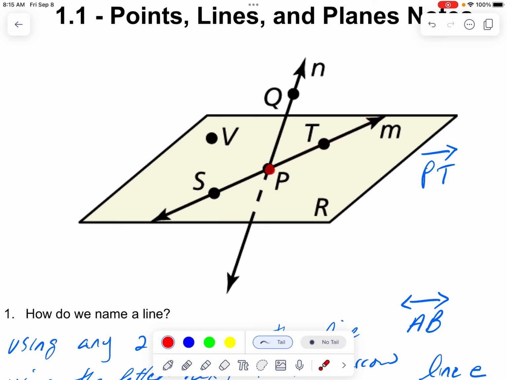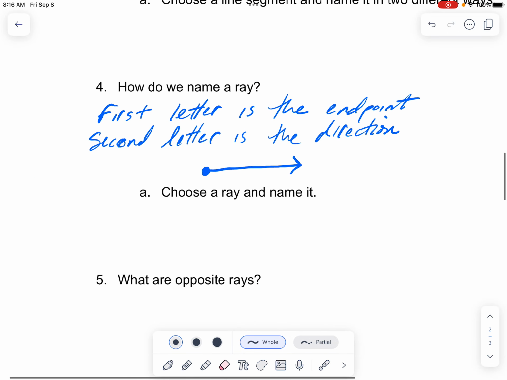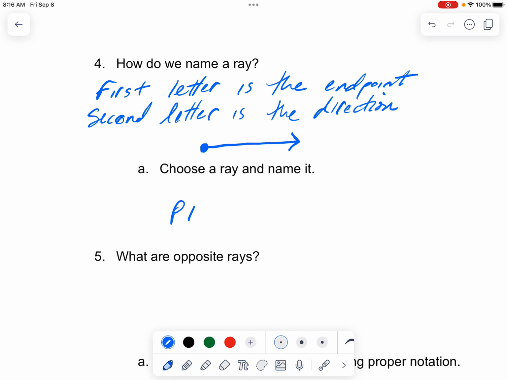I could talk about ray PQ. That would go like this. I could talk about ray TS. That would go like this. Ray TP would be the same exact ray because notice T is the endpoint, and then P and S both just give this same direction of going to the left. So on the paper, I'm just going to write PT. That'll be my example. But as we've seen, there are quite a few.